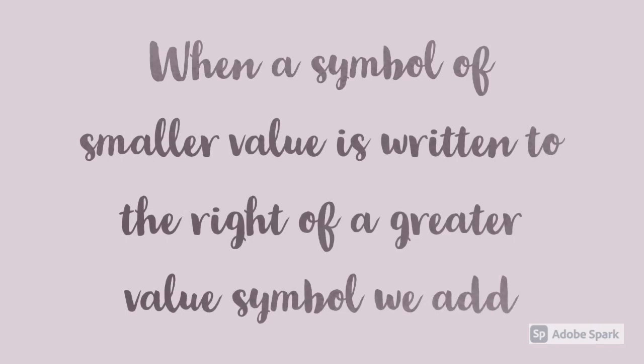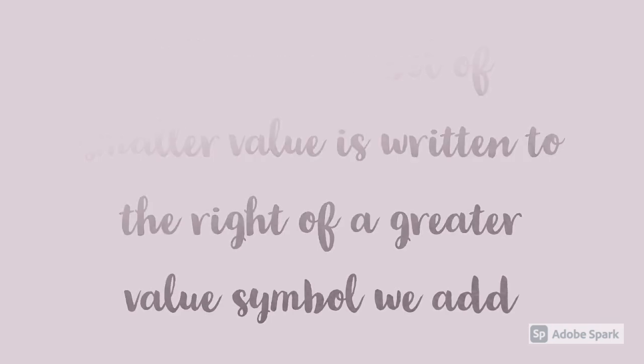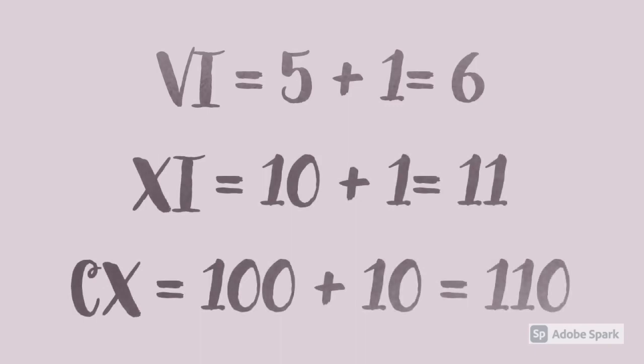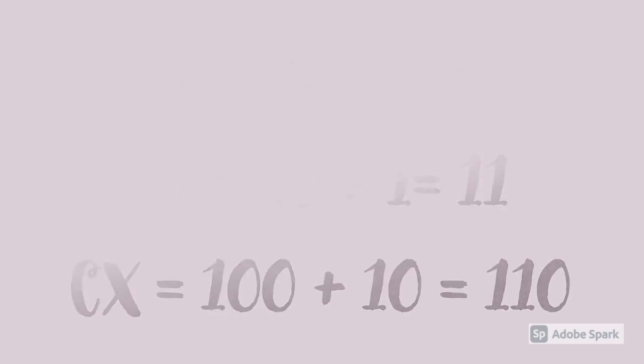Now, if we write a symbol of a smaller value to the right of the symbol of a greater value, then we add to the value of the greater symbol. So, if I write I after V, that will mean that I am adding the value of I to V, 5 plus 1, giving me 6. So, 11 will be represented as XI, and to represent 110, I will write X after C. So, 100 plus 10 will give me 110.